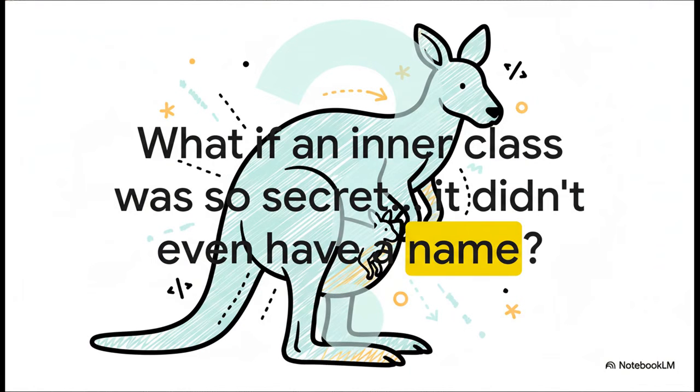We've seen how a Joey can be a secret helper, tucked away inside its kangaroo. But what if a helper was so temporary, so single-use, that it didn't even bother to give it a name? Well, that's a whole other level of secrecy, and it shows you just how deep this kangaroo pouch really goes. Something to chew on.